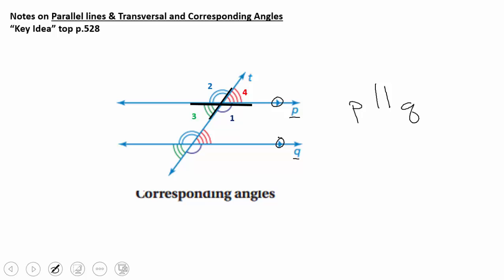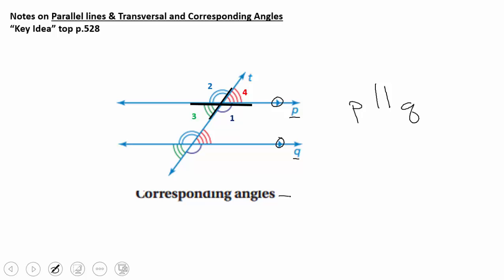All right? And as you can see, we can now recognize some angles that we can call corresponding. Corresponding angles, by the book, if you read and wrote it down, are angles that lie on the same side of the transversal and are in corresponding positions. So let's talk about it.